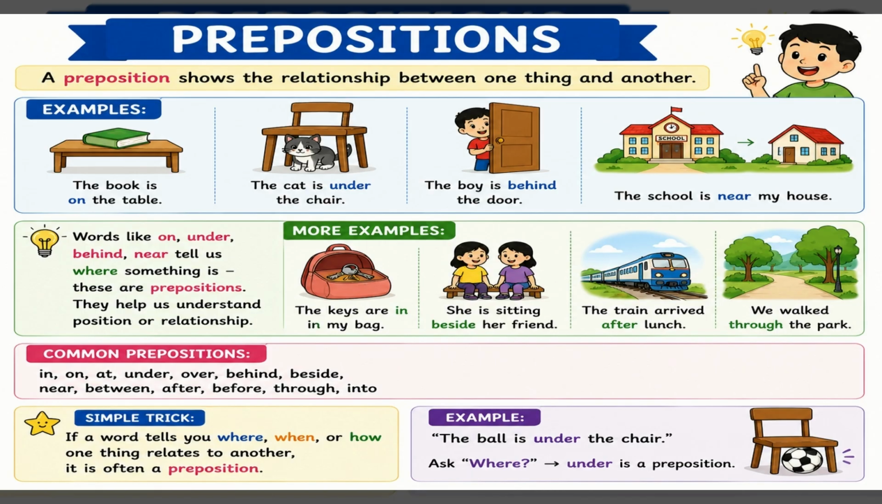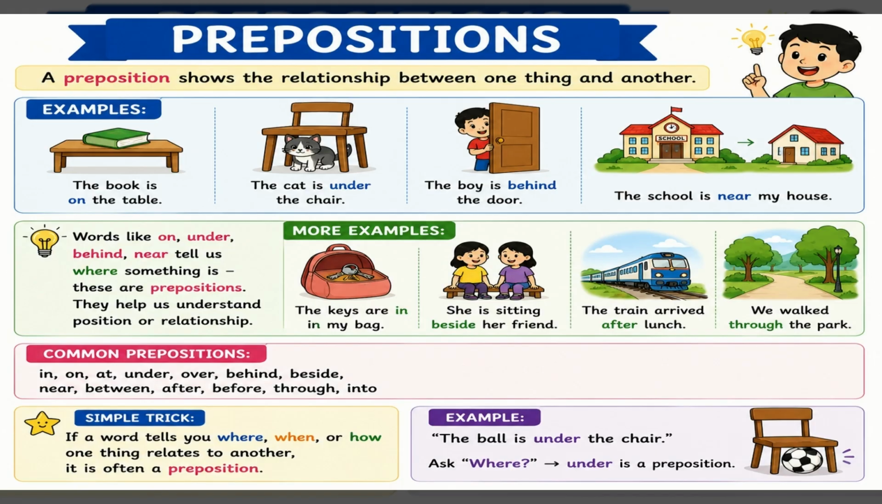So, words like on, under, behind, and near are called prepositions. They help us understand where something is, when something happens, or how one thing is related to another. That's why you can think of prepositions as relationship words. Very often, they help us talk about place, position, time, or direction.